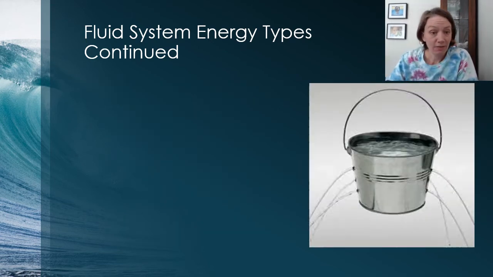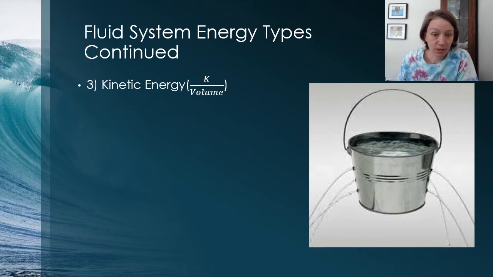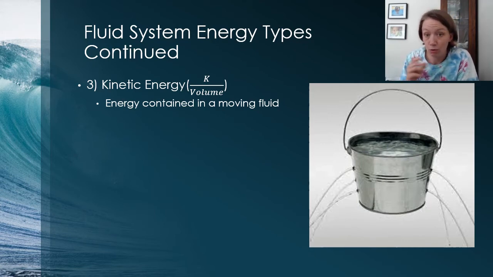So the third and final type of energy stored up in fluid systems is actually our old friend kinetic energy, but it's going to be the fluid form of kinetic energy, which is kinetic energy per volume. So it's the kinetic energy of a little piece of the fluid, not of the entire fluid system. So kinetic energy of anything is going to be the energy contained by a moving object, in this case a moving fluid. If you've ever been squirted by a hose, you know that that moving fluid contains some energy.